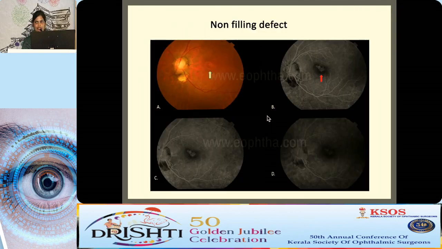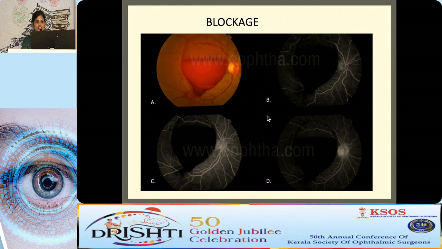This is non-filling, and next is blockage, which corresponds. How do we differentiate it? We have to keep a fundus camera before that, and you can see the corresponding blocked fluorescence of this pre-retinal hemorrhage in the FFA.